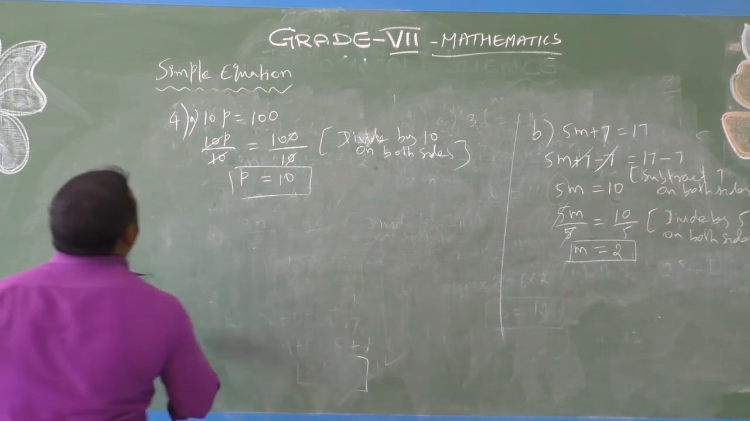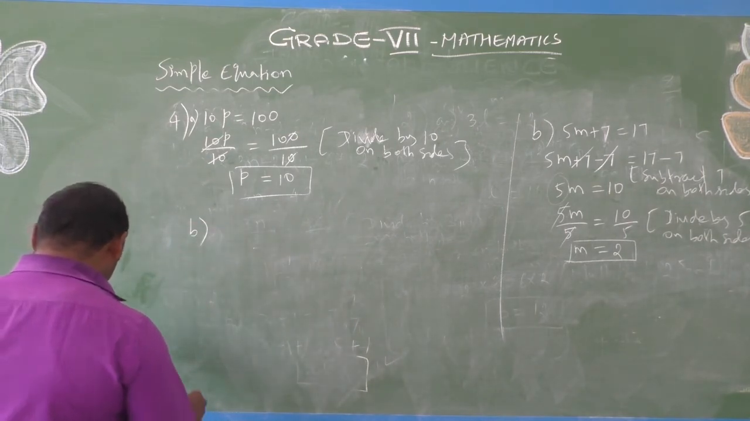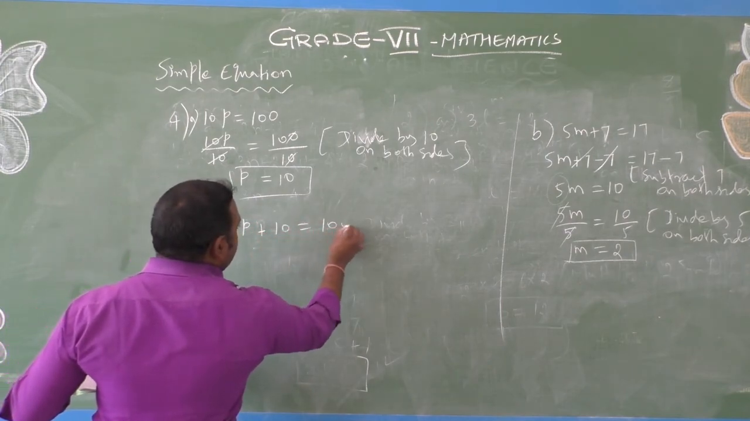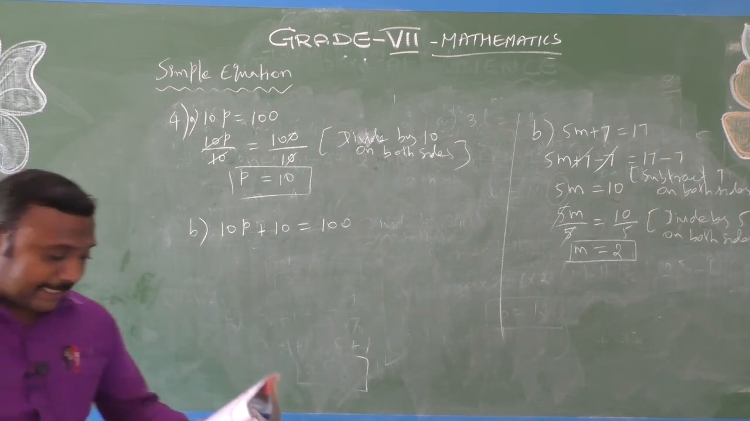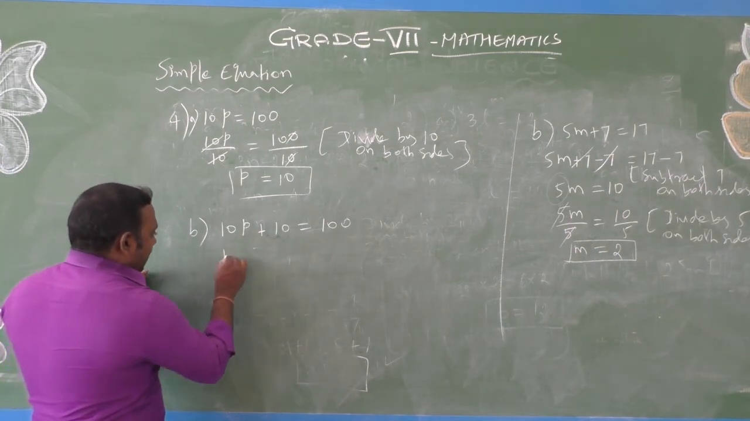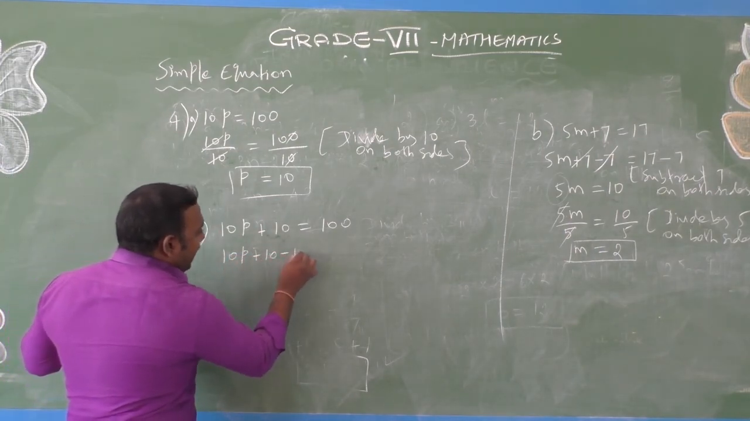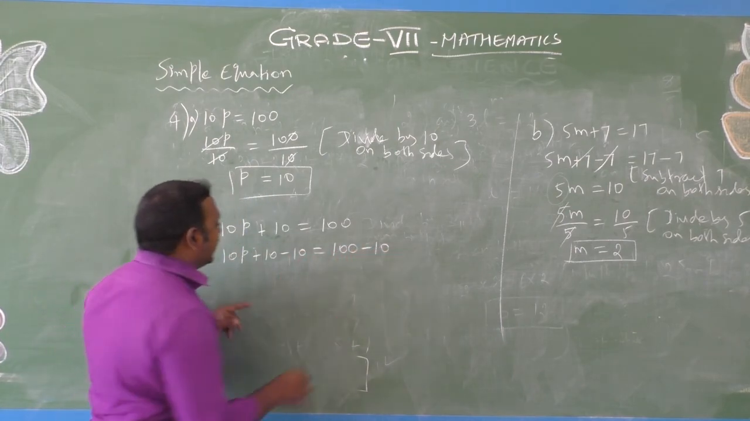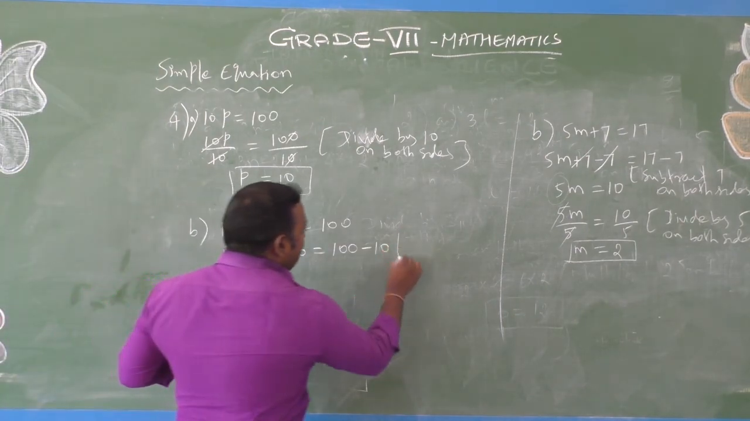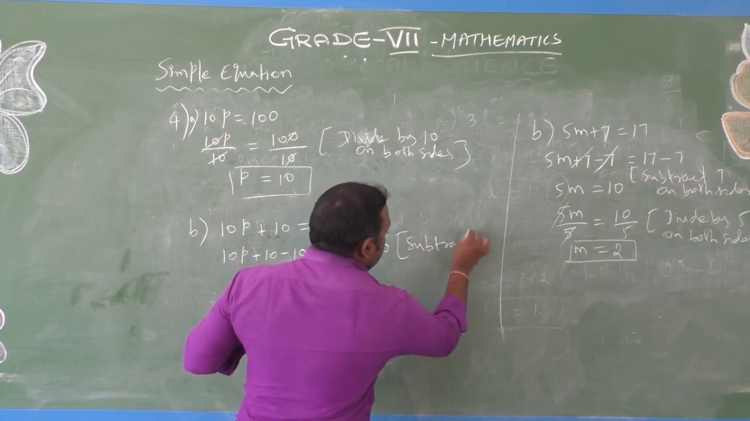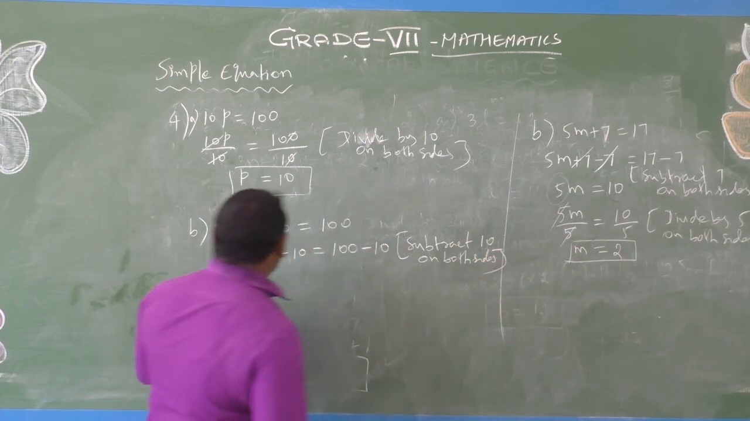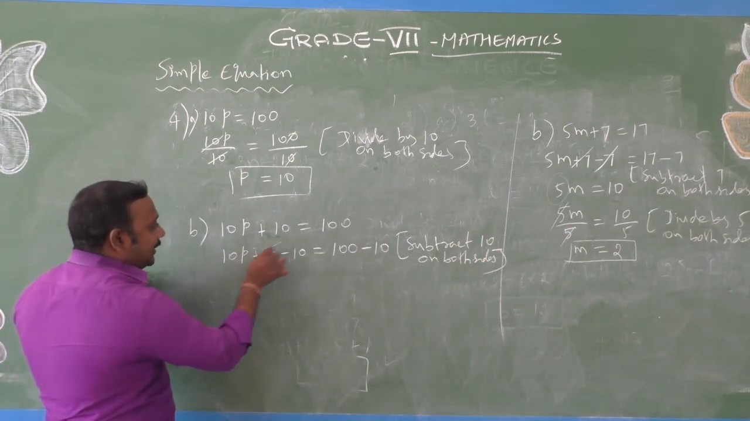Okay, then the next sum. 10p plus 10 is equal to 100. Second sum, 10p plus 10 is equal to 100. Here we have plus 10, so we have to write minus 10 on both sides. We have addition, so plus 10 we have, so subtract 10 on both sides. Now both the 10s will be cancelled.